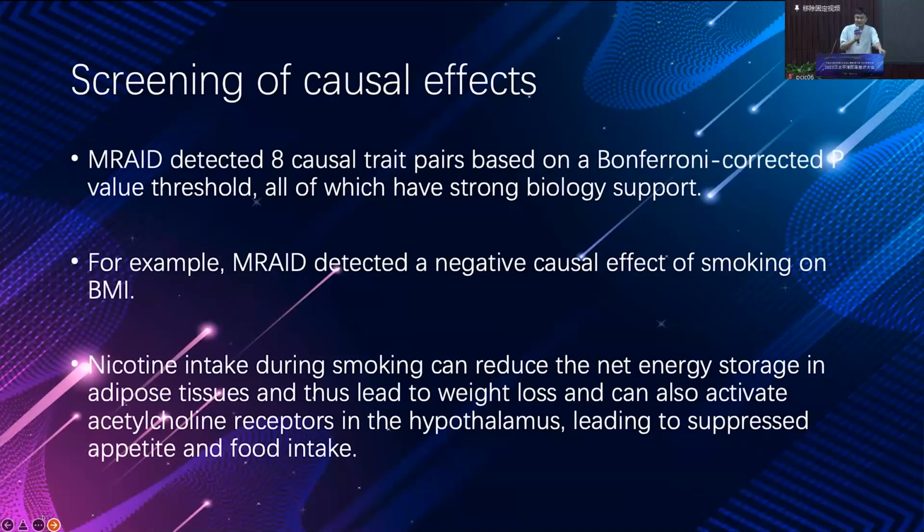So overall, in this causal treat pair analysis, MRID detected 8 causal treat pairs based on a Bonferroni corrected p-value threshold, of which have strong biological support. For example, MRID detected a negative causal effect of smoking on BMI, which is a well-known fact in epidemiology or in some biomedicine fields.